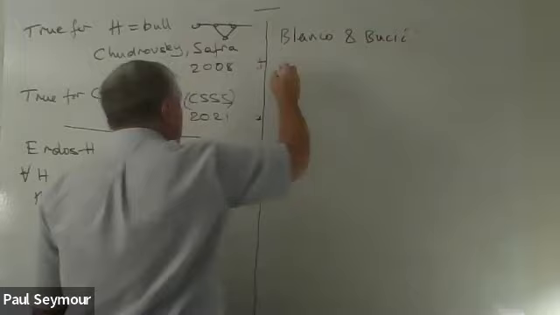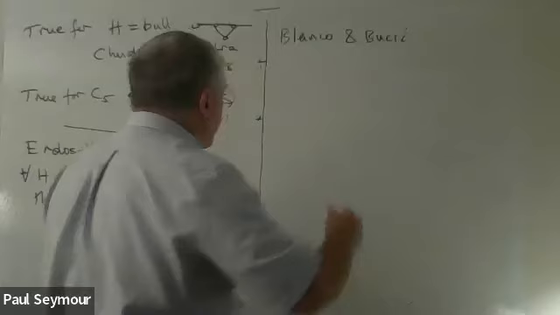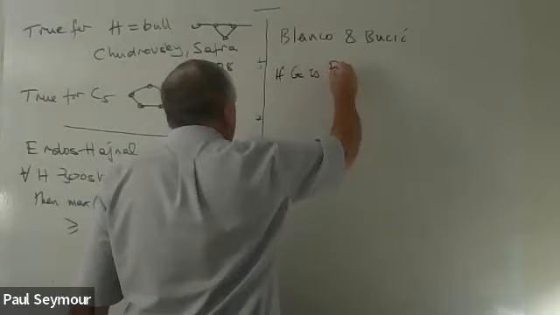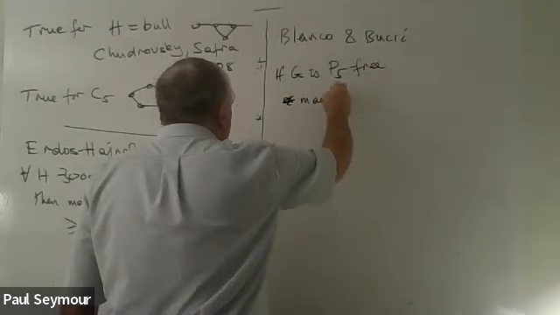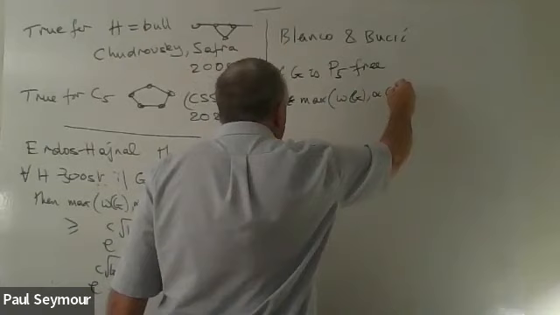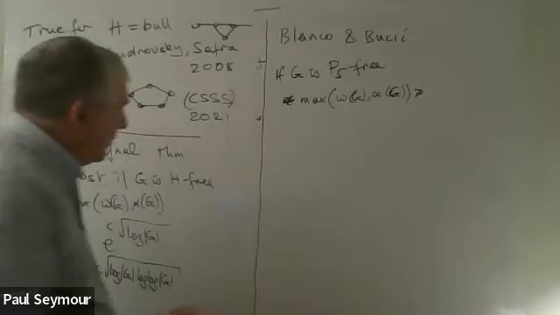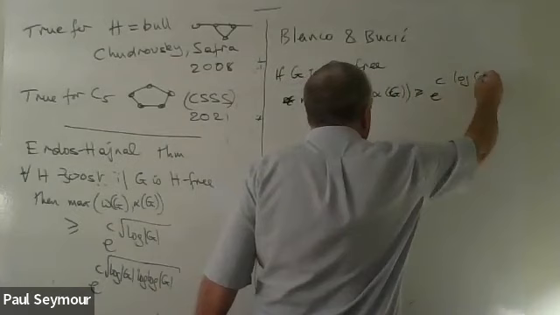So P5 is the smallest graph that the Erdős-Hajnal conjecture is not known for. If G is P5-free, we'd really like to know that it's got a polynomial size clique or stable set. But they proved that the max of omega and alpha is at least something like this, not that, they prove e to the c (log n)^(2/3).